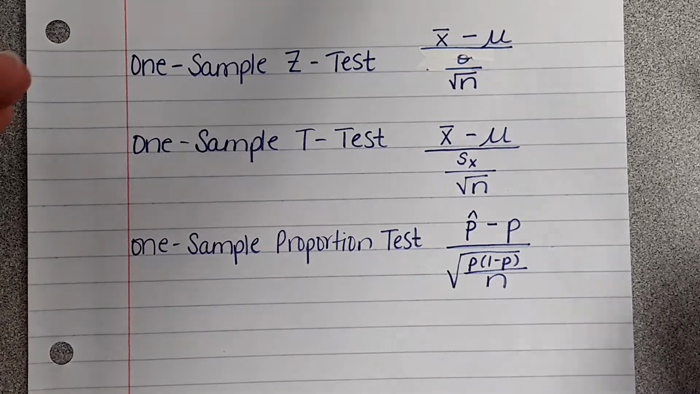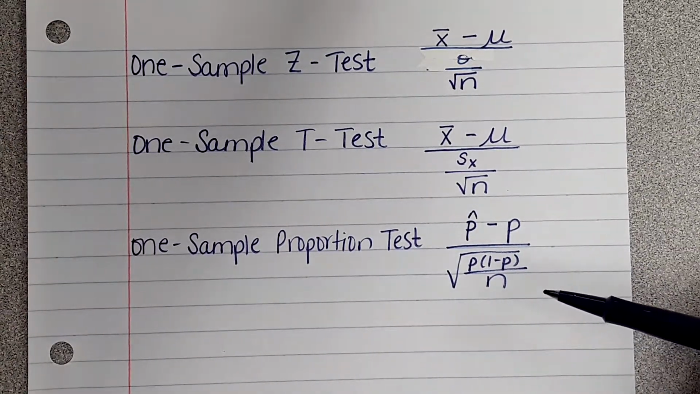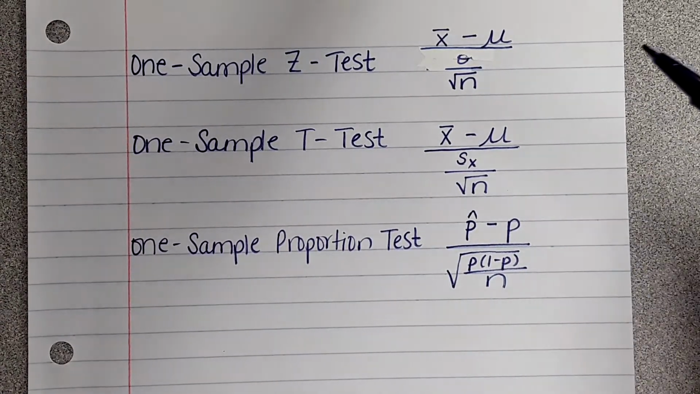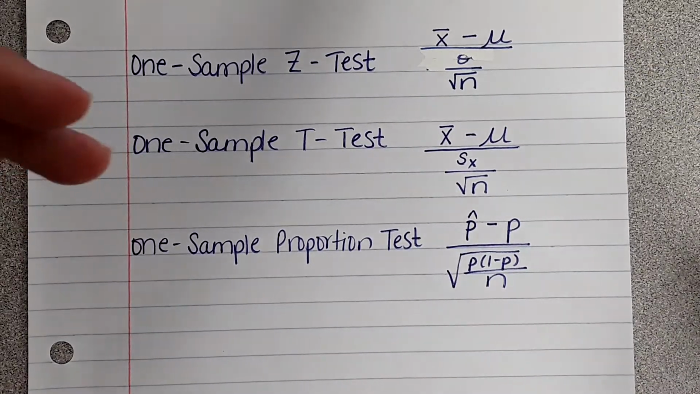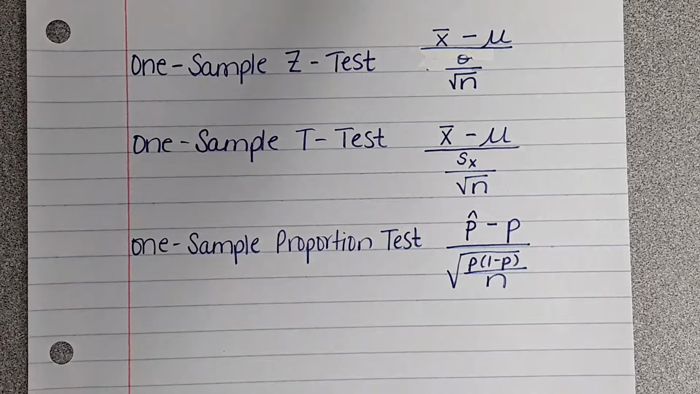Okay, so those are the formulas that you need to know. Now, when I say need to know, you need to say, hey, that goes with a one sample z-test. Because on your formula sheet, they have all of this information, but you have to know which ones I use for which test.